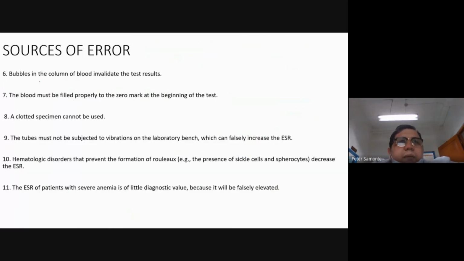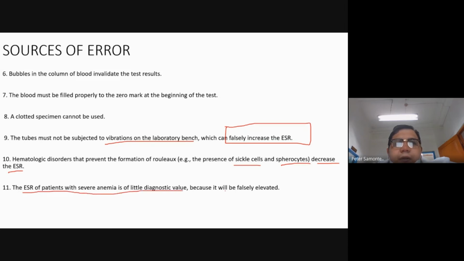Then bubbles in the column of the blood invalidate the test result. The blood must be properly filled to the 0 mark at the beginning of the test. A clotted specimen cannot be used. The tubes must not be subjected to vibrations on the lab bench, which can cause increased ESR. Hematologic disorders that prevent the formation of rouleau, such as your sickle cells and spherocytes, decrease ESR. The ESR of patients with severe anemia is of little diagnostic value because it will be falsely elevated.